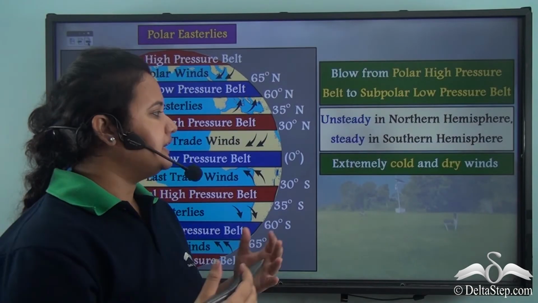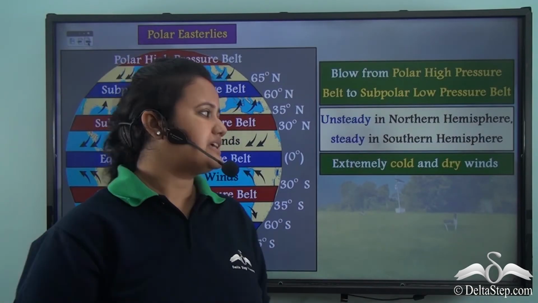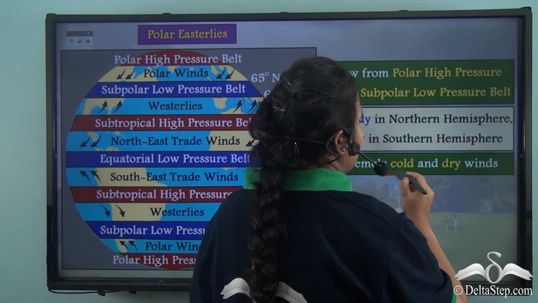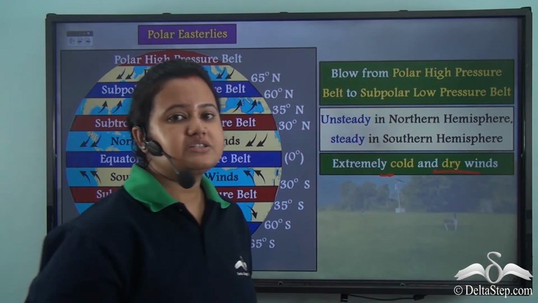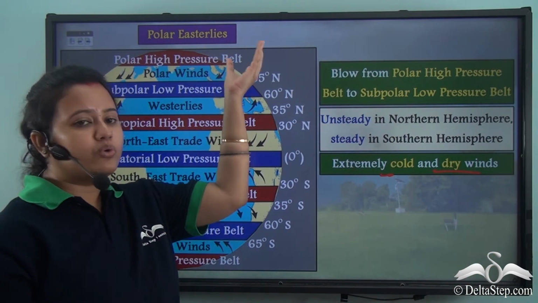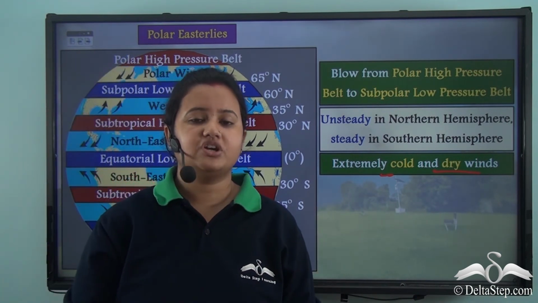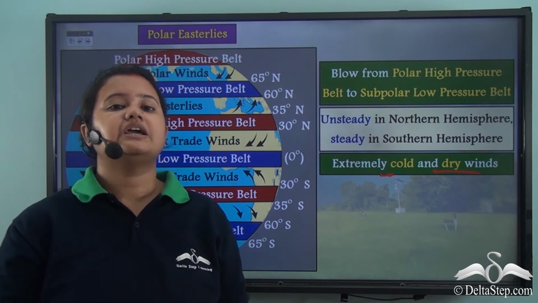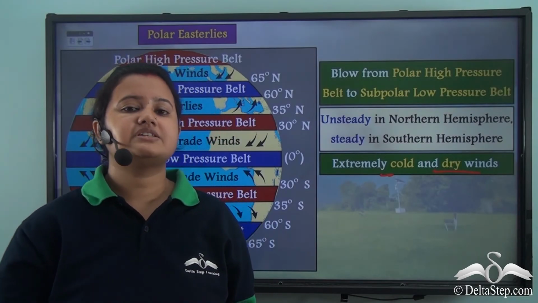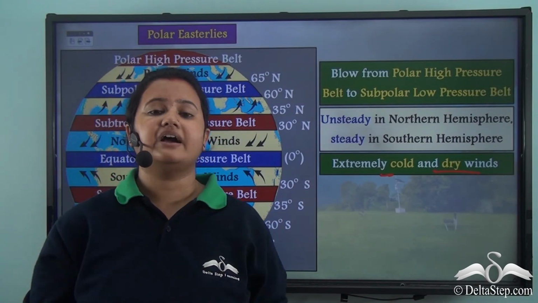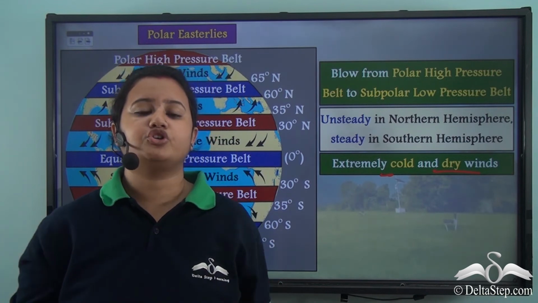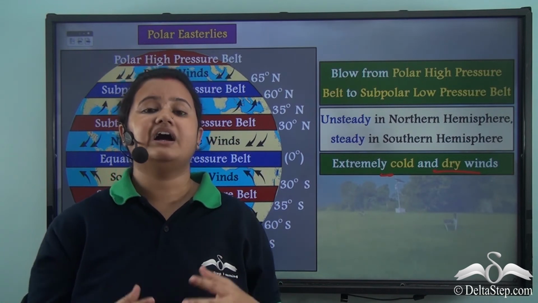Now, polar easterlies or polar winds are extremely cold and dry winds because they originate in the polar regions where there is very low temperature and also the humidity is low. So polar winds are usually very cold and they are dry winds, that is the moisture content of these winds is less.